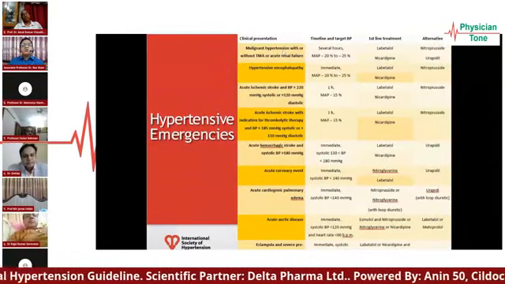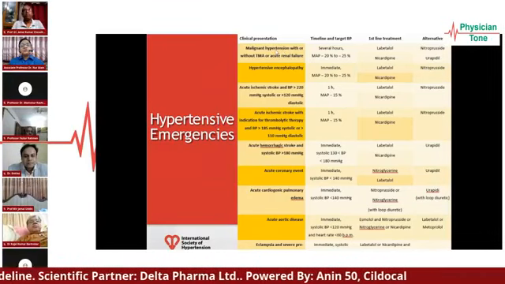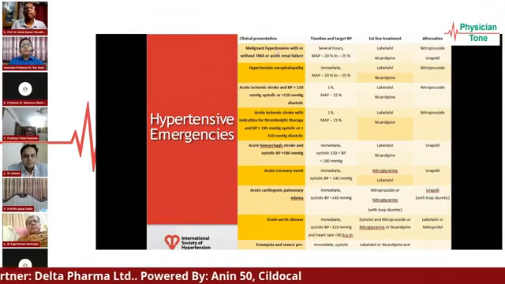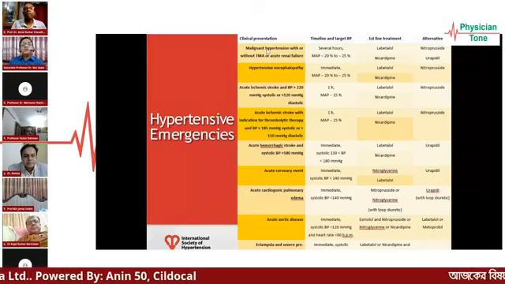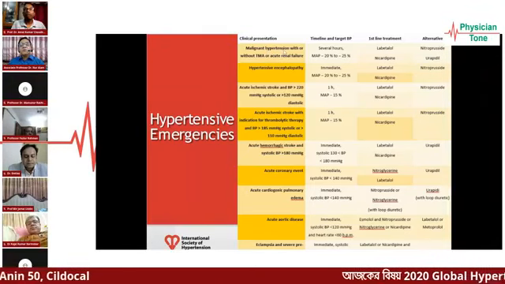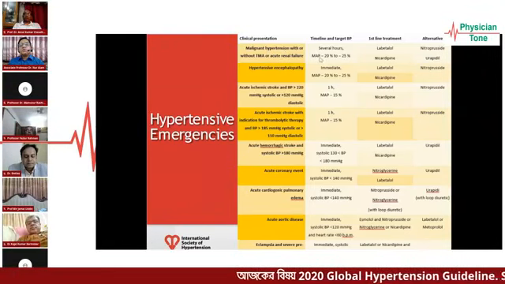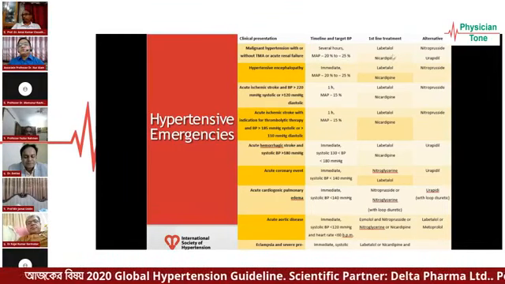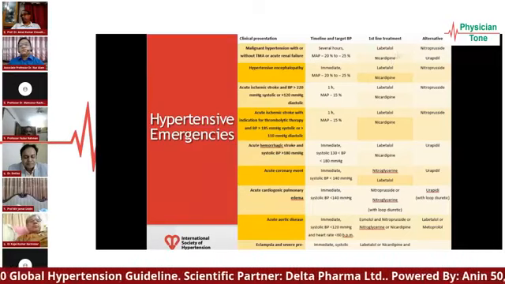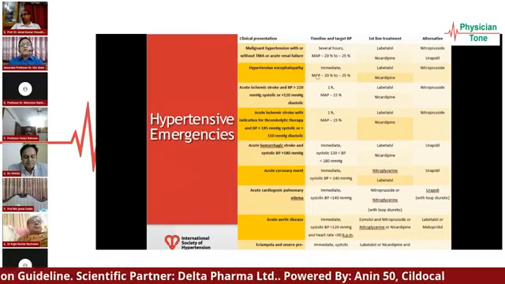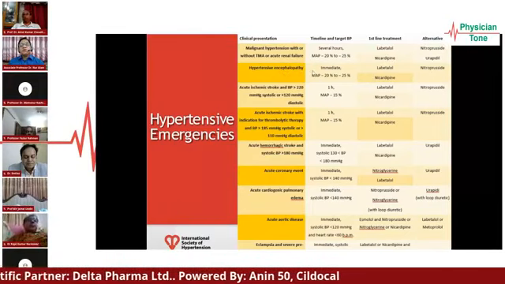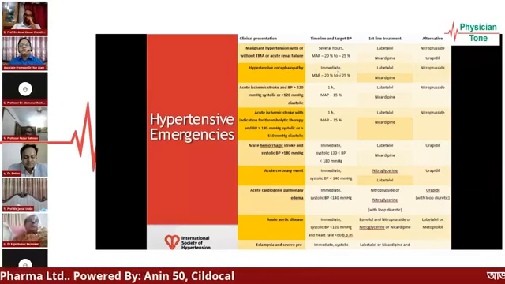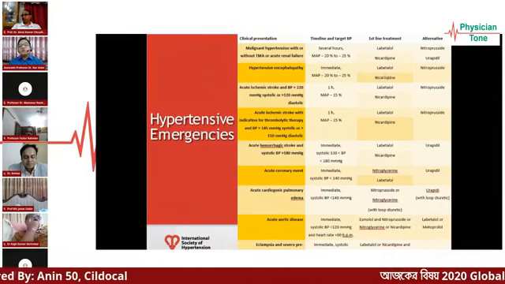Malignant hypertension: when the blood pressure is over 200/120 with retinopathy, then we have to consider malignant hypertension. Blood pressure should be reduced by 20 to 25% within hours, and labetalol and nicardipine should be the drugs of first choice. Nitroprusside also could be used. In hypertensive encephalopathy, blood pressure should be reduced immediately by 20 to 25%. Drugs of choice are labetalol and nicardipine.